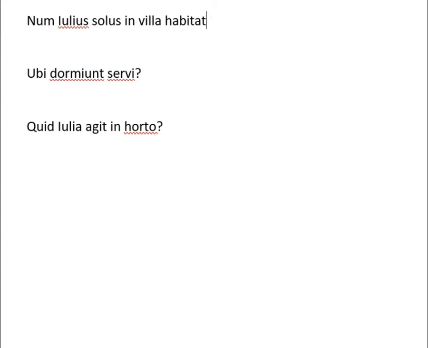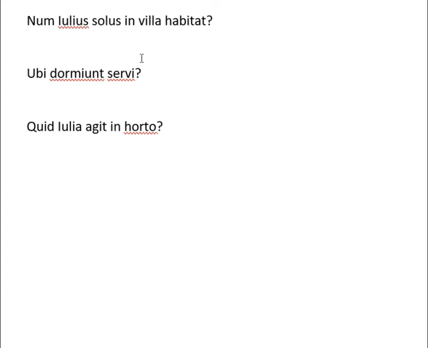So if we didn't have this question mark here, and instead we had a period, and then got rid of num, we would have Julius solus in villa habitat, and that's a perfectly fine way to state something in Latin. But when we add num, it transforms the sentence into a question. So instead of Julius lives alone in the villa, it's does Julius live alone in the villa?